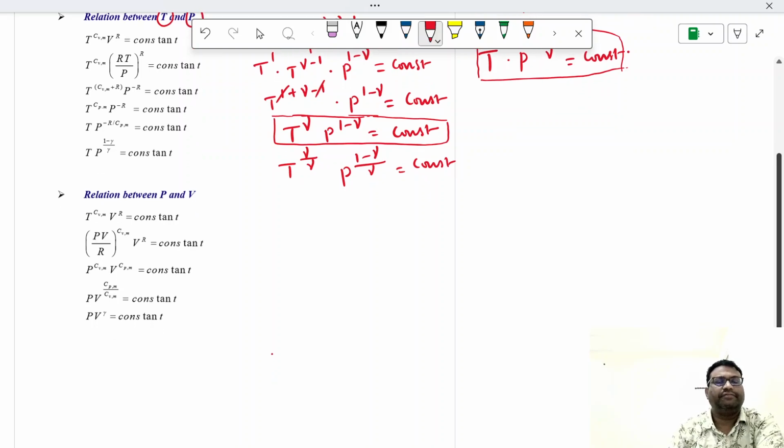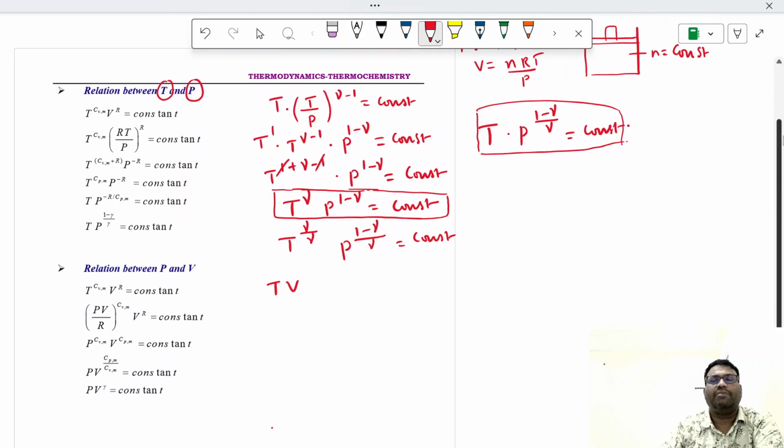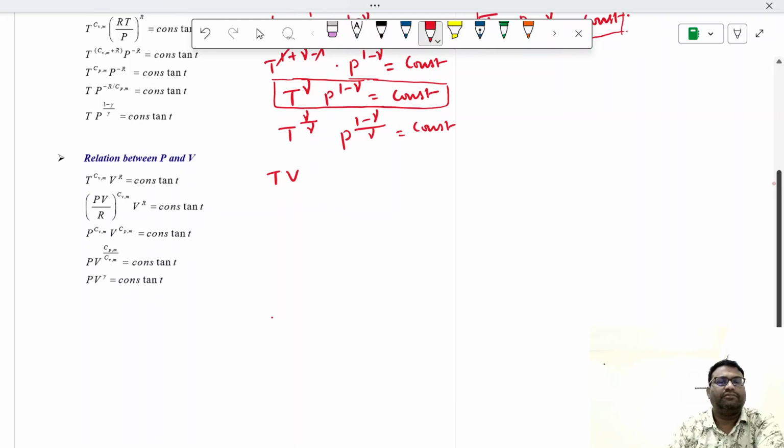Then let us derive the relation between P and V. So already we have studied the relation between T and V: T into V power gamma minus 1 is equal to constant. Now we want the relation between P and V. So T should be replaced. You know that PV is equal to nRT again. Instead of T, I can write it as PV by nR. n and R are constant. So write P and V.